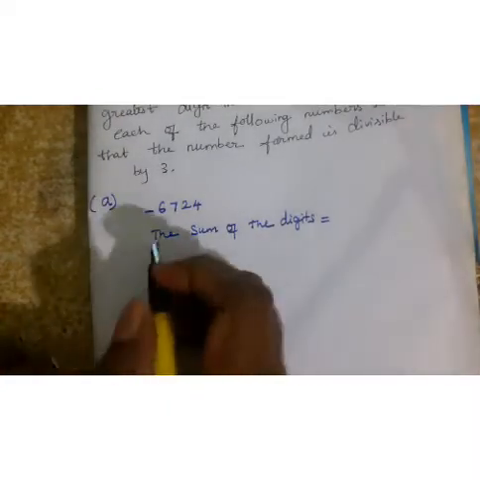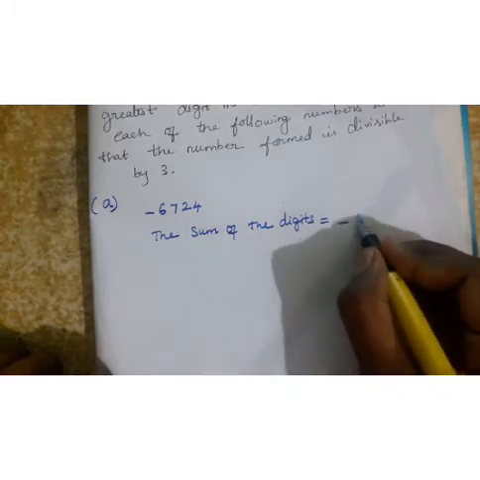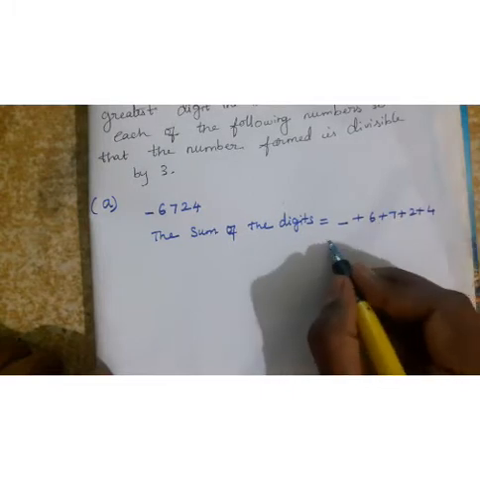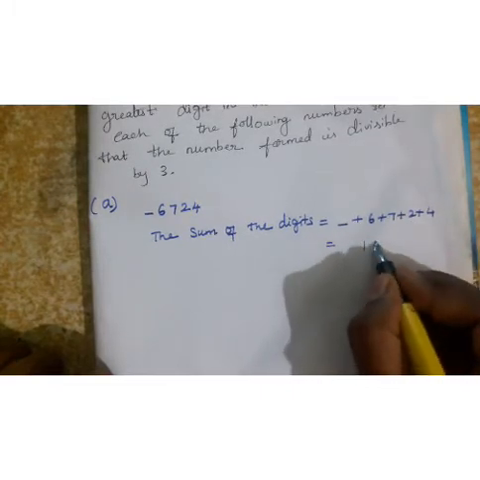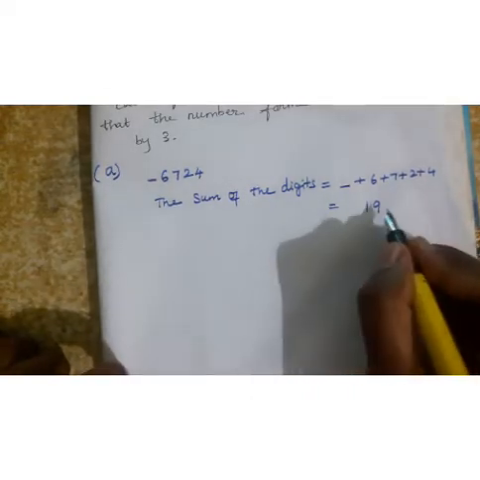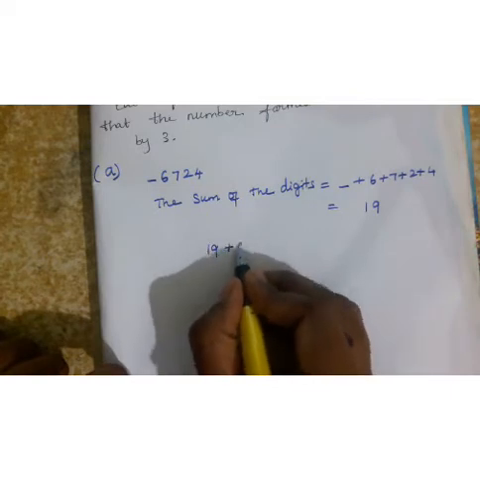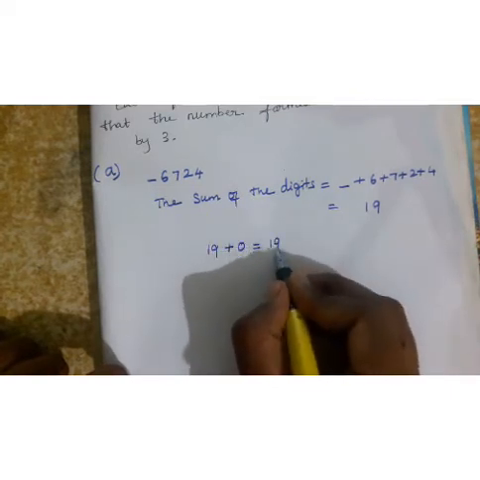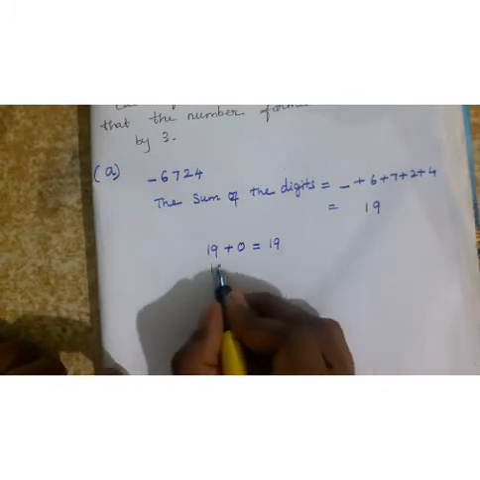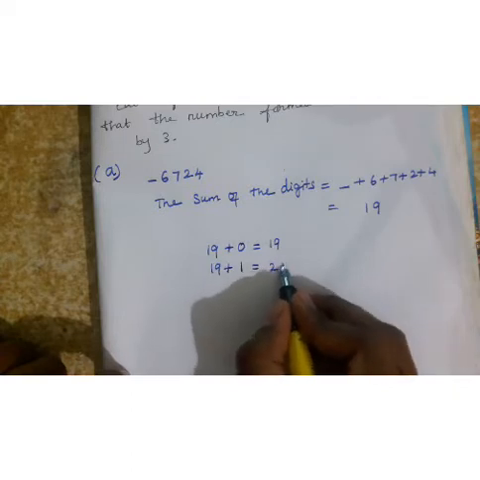A part, 6724. The sum of digits equal to dash plus 6 plus 7 plus 2 plus 4. So if you add these numbers, we get 19. The smallest digit that can be added to 19 is 0. So 19 plus 0 equal to 19. But 19 is not divisible by 3. So let's take the next number 1. 19 plus 1 is equal to 20.